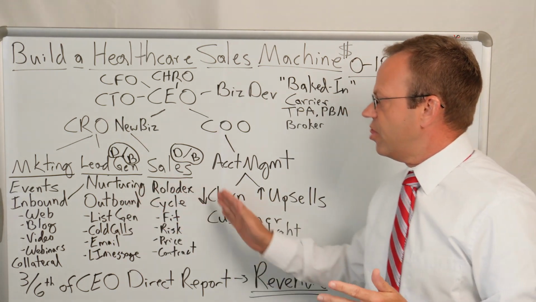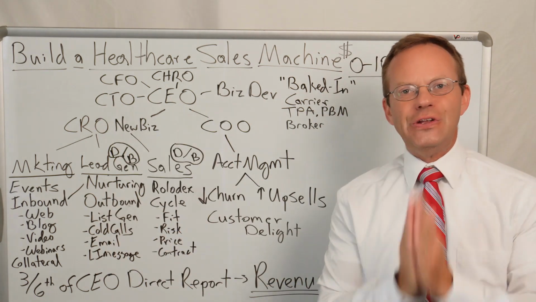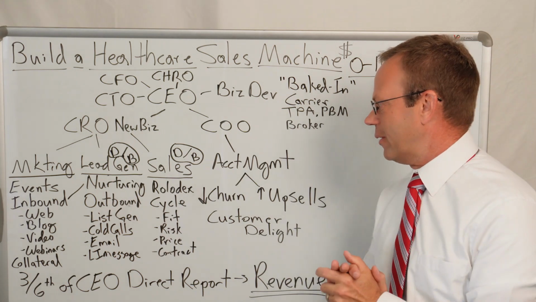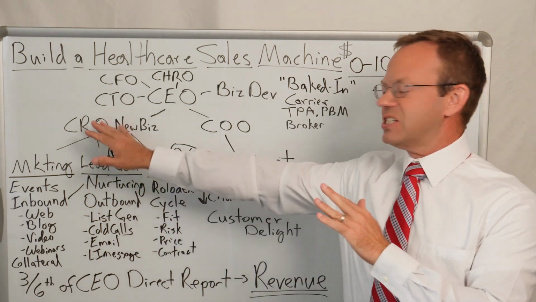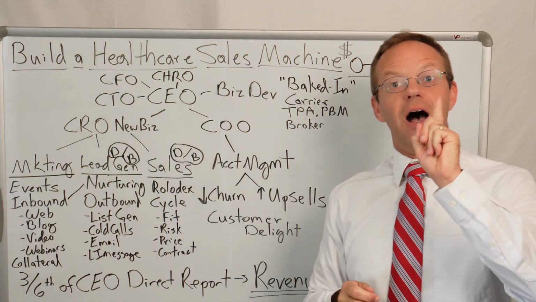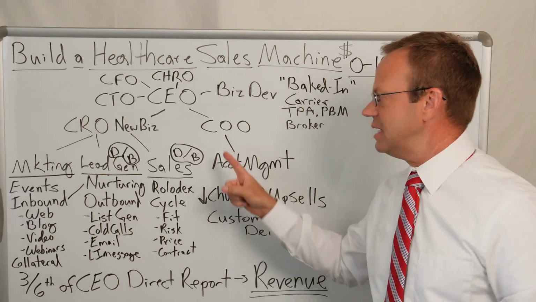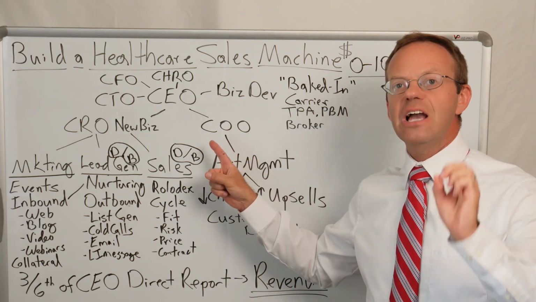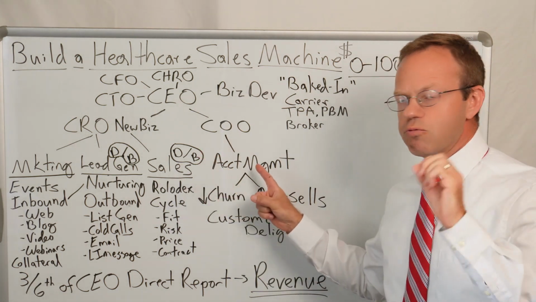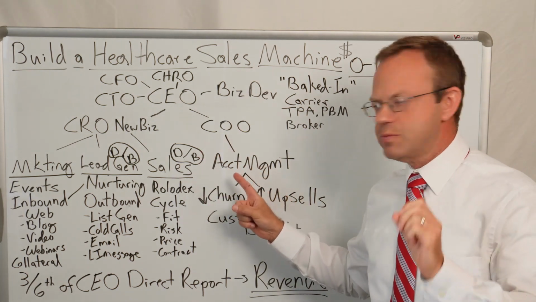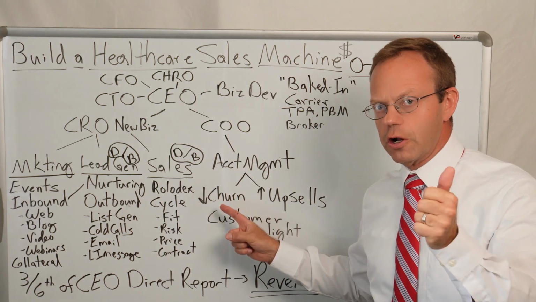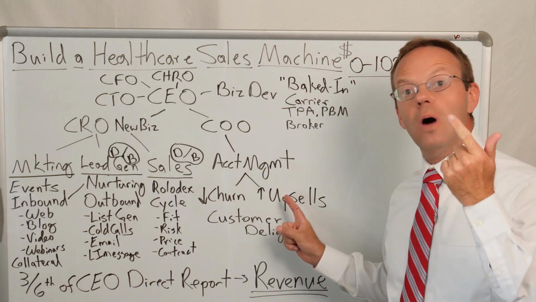Now, that is all just new business chief revenue officer. Okay, what is not the chief revenue officer's responsibility? Account management. Why? Because account management is the responsibility of the COO. Because what's the role of account management? Account management's role is to decrease churn and to actually do upsells.